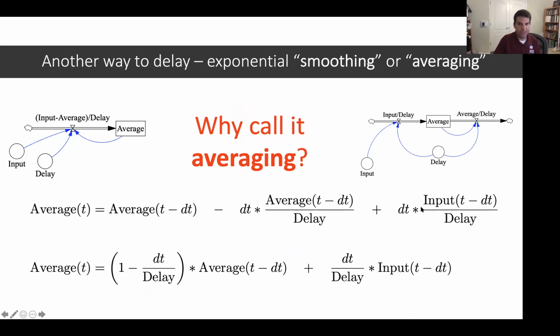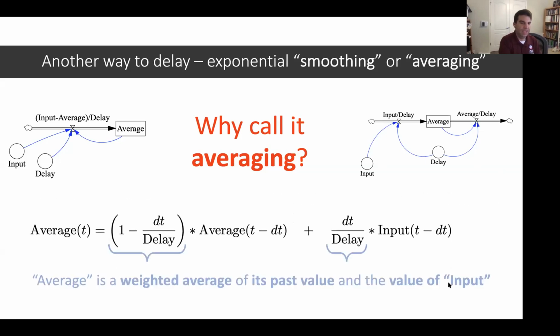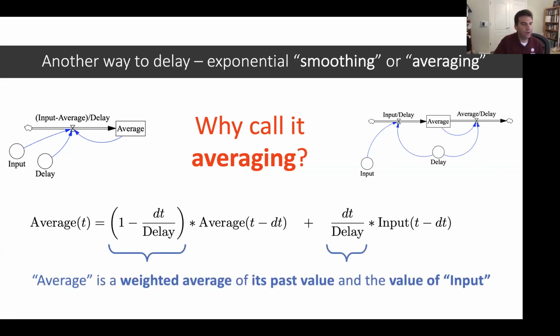Because if you take this formula, which is just a representation of the diagram on the right, I can do a little bit of algebra and I get this formula down here. I can factor out the average, and then I end up with this, which shows the average at the next time step of the simulation is the previous average times (1 minus dt over delay) plus dt over delay times the input. And you can think about this formula as a kind of weighted average of the past value and the current value of the input.